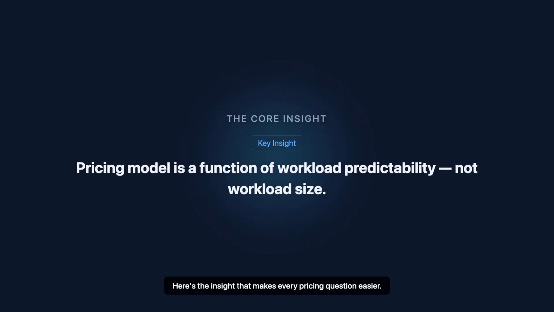Here's the insight that makes every pricing question easier. The right model is decided by workload predictability, not workload size. A tiny unpredictable workload still belongs on demand. A huge predictable workload belongs on savings plans. Once you internalize that, the entire decision tree falls into place.